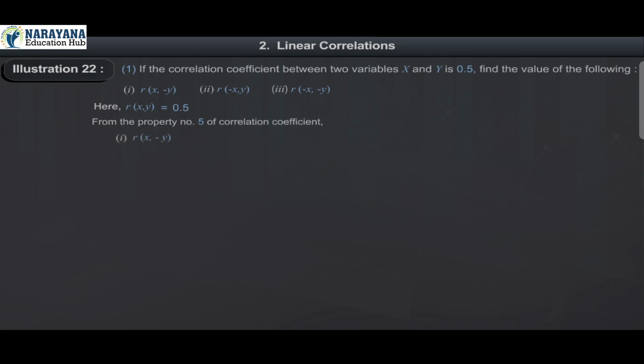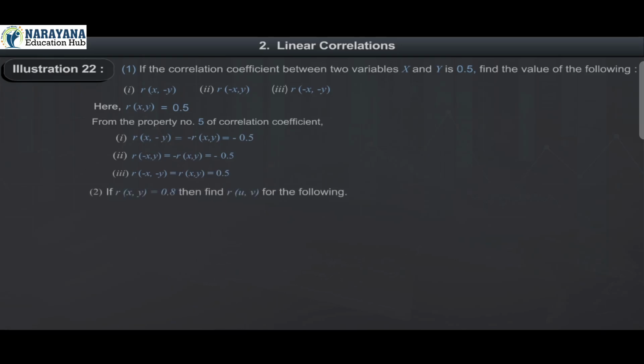Number 1. r of x, minus y is equal to minus r xy is equal to minus 0.5. Number 2. r of minus x, y is equal to minus r xy is equal to minus 0.5. Number 3. r of minus x, minus y is equal to r xy is equal to 0.5.